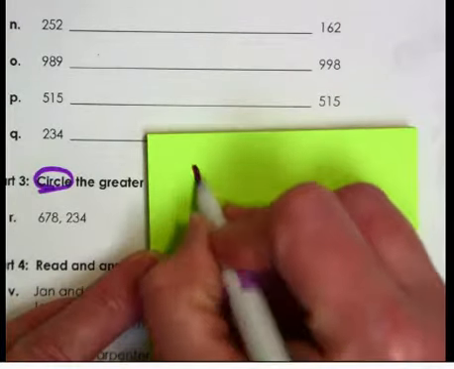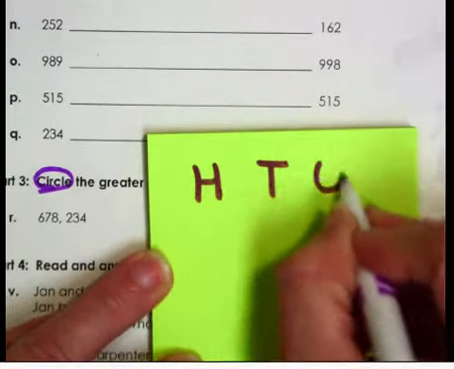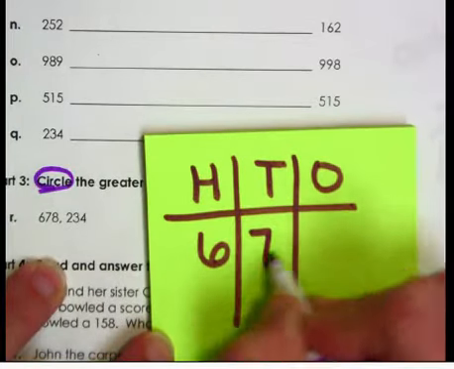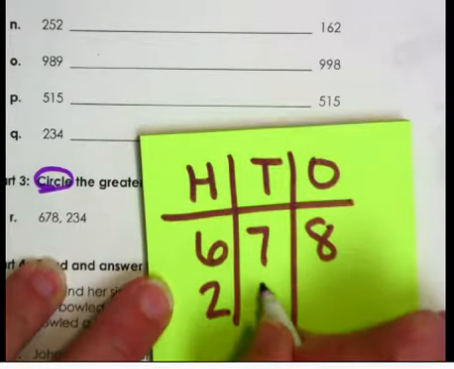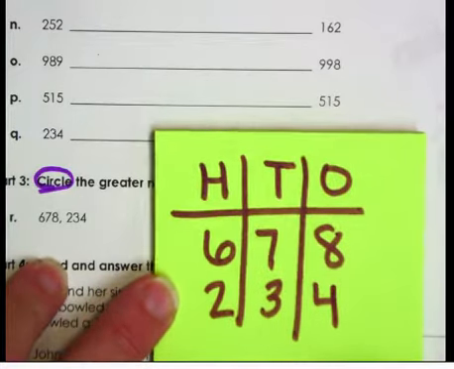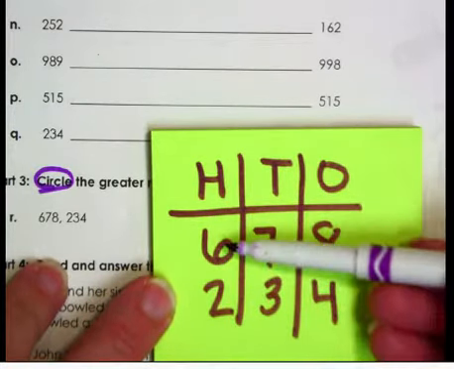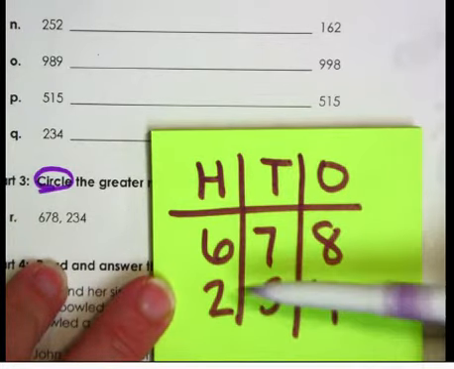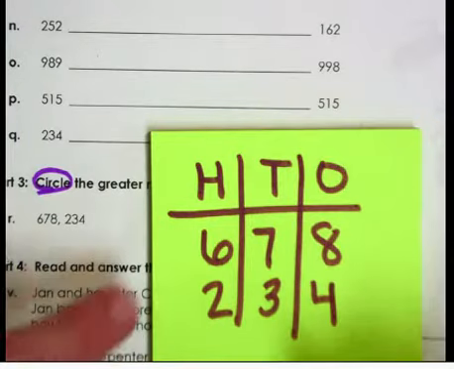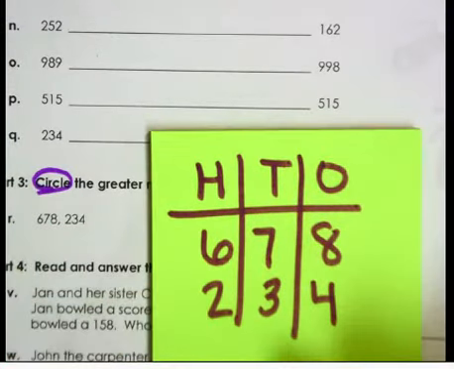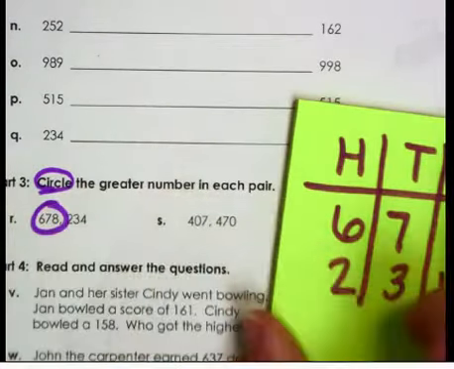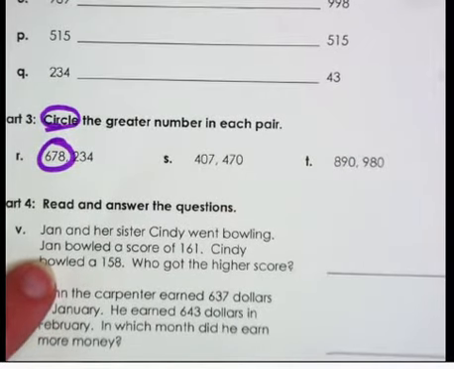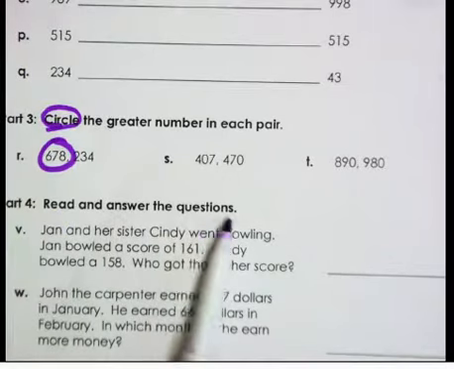Let's see. HTO, hundreds, tens, ones. We have 678, 234. So there are 600s in 678 and 200s in 234. And most definitely 6 is bigger than 2, so you would just circle that. The bottom part is just a word problem. It says read and answer the questions.